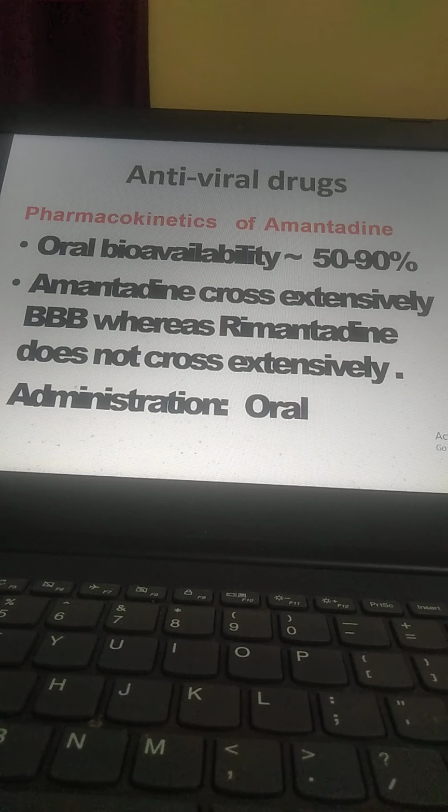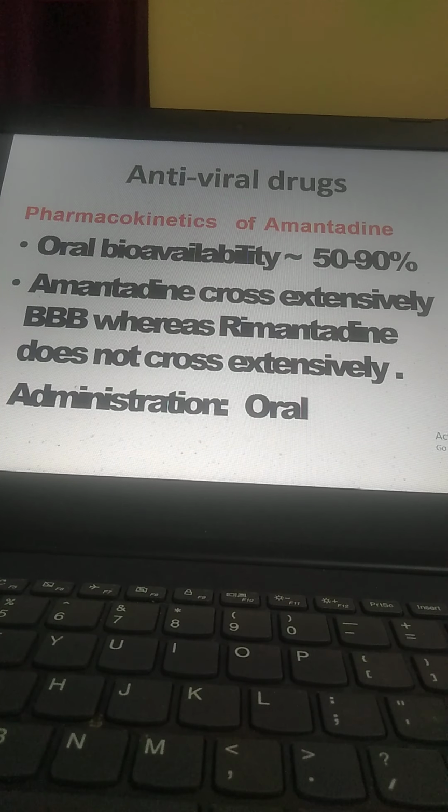Now the pharmacokinetics of amantadine. Oral bioavailability is 50 to 90%, so it has good bioavailability, and that's why we use it in Parkinsonism. Amantadine crosses the blood-brain barrier, whereas rimantadine does not cross extensively. So amantadine is specific for Parkinsonism because it reaches higher centers. Administration is oral.